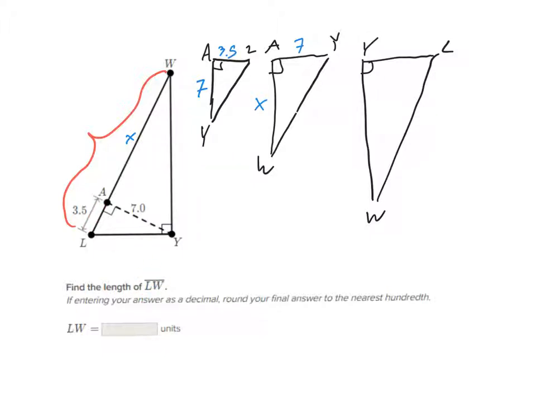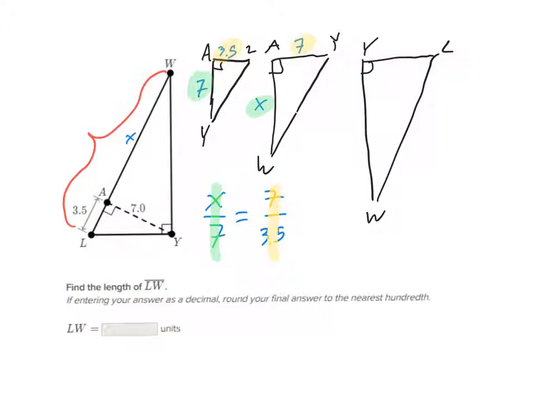Well, when I look at this, I can see that X corresponds to this 7 in the same way that this distance of 7 for AY corresponds to this 3.5. So actually, this is not that hard. I'm guessing a lot of you guys did a lot of work that you didn't have to do. So I'm going to say X is to 7 as 7 is to 3.5. And just so we can see exactly how I set that up, I said X is to 7 because of these sides, and then I said that 7 is to 3.5 because of those sides.